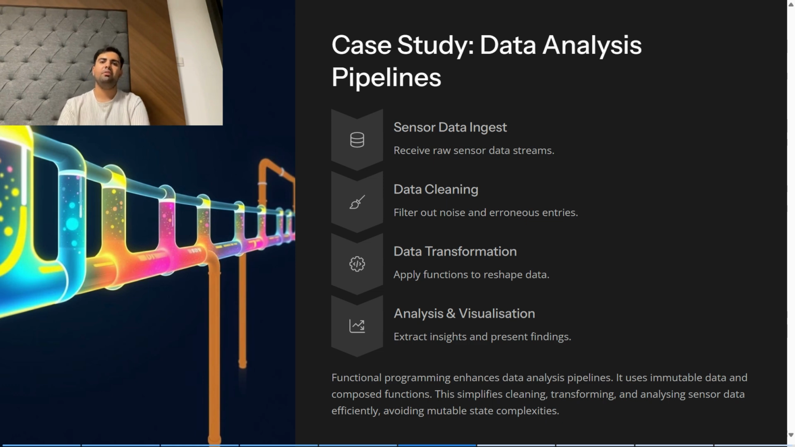In the next slide, we have the case study: data analysis pipeline. Sensor data ingestion, receive raw sensor data streams. Then the next step is data cleaning, filter out noise and anomalous entries. Then we have data transformation, apply functions to reshape data, and analysis and visualization, extract insights and report findings. Functional programming enhances the data analysis pipeline. It uses immutable data and composed functions. This simplifies cleaning, transforming, and analyzing sensor data efficiently, avoiding multiple state complications.